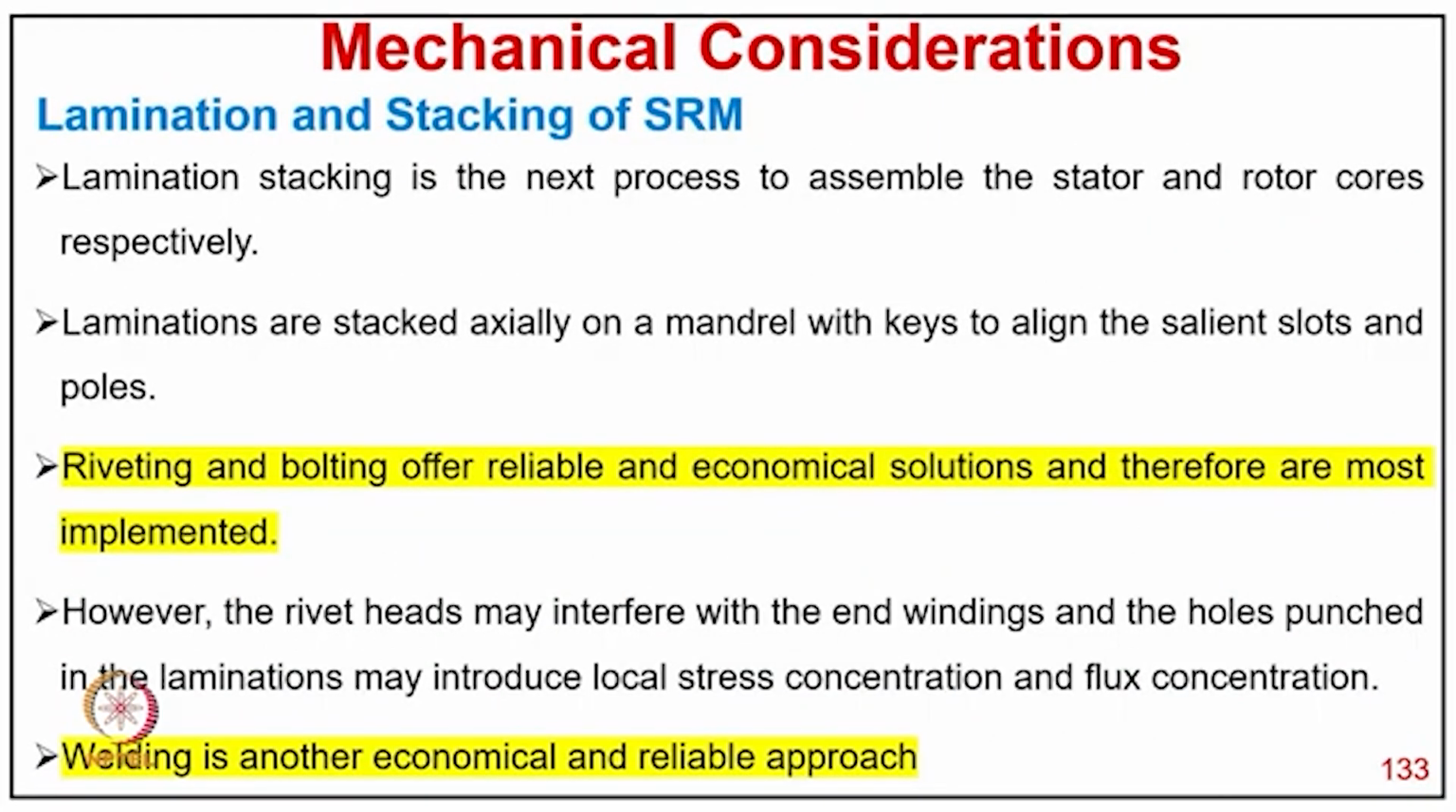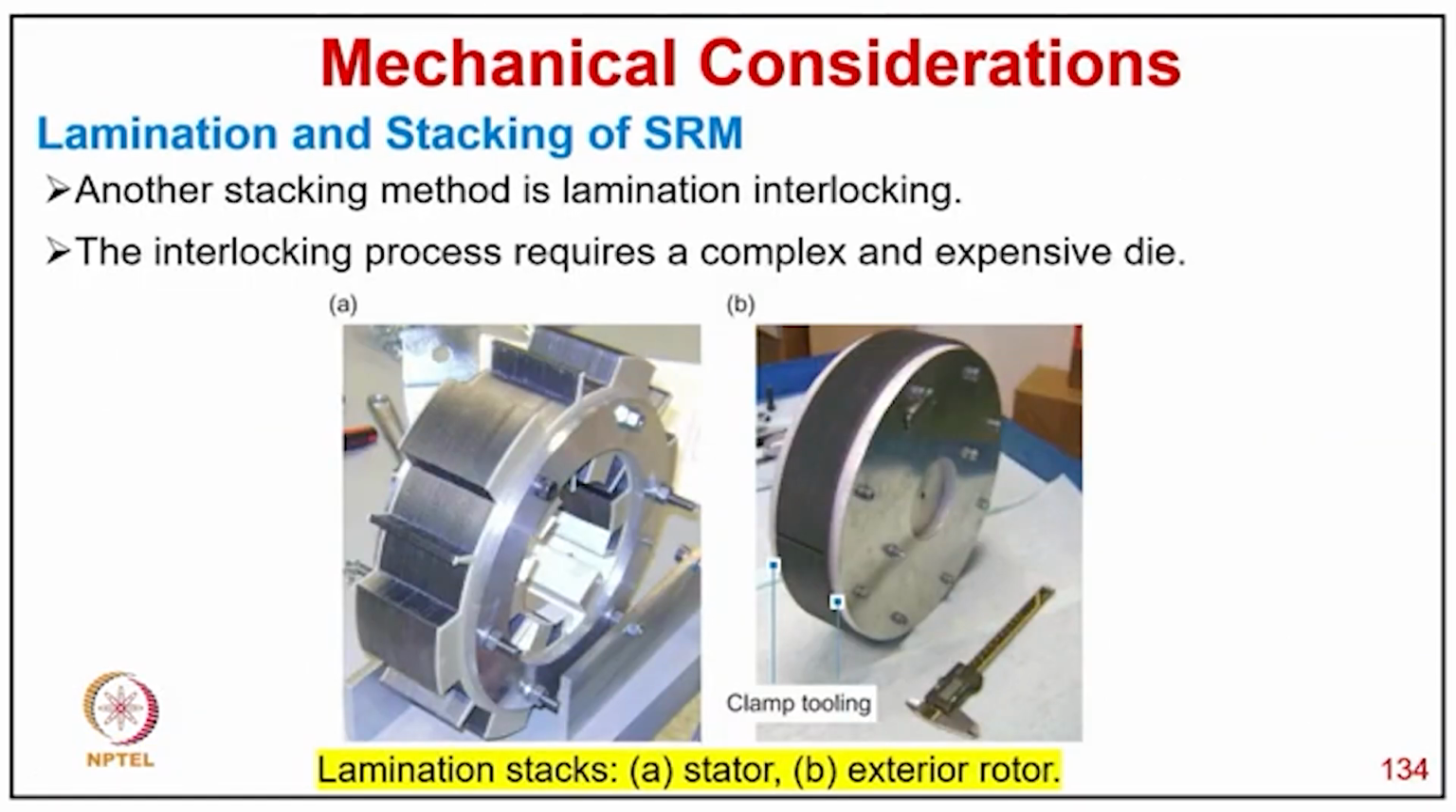Now coming to laminations and stacking of SRM. The lamination stacking is the next process to assemble the stator and rotor cores respectively, and laminations are stacked axially on a material with a key to align the salient poles and the slots. Riveting and bolting offer a reliable and economical solution, therefore are most implemented. However, the rivet heads may interfere with the end winding and the hole punches in the laminations may introduce local stress concentration and flux concentration. Welding is another economical and reliable method. Here you can see lamination stacking of SRM.